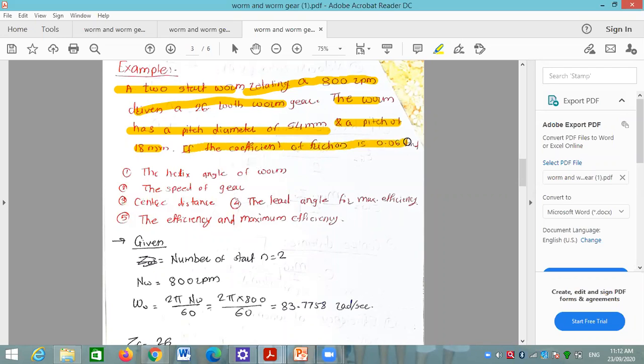If the coefficient of friction is 0.06, we have to find: first, the helix angle of the worm; second, the speed of the gear; third, the center distance; fourth, the lead angle for maximum efficiency; and fifth, the efficiency and maximum efficiency. Here we have to calculate the lead angle for which we will get the maximum efficiency, and they are also asking the efficiency. We have to calculate both efficiencies.